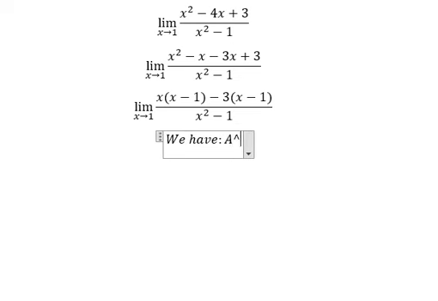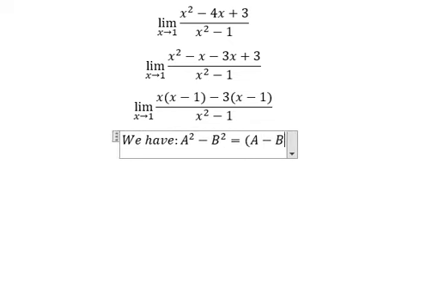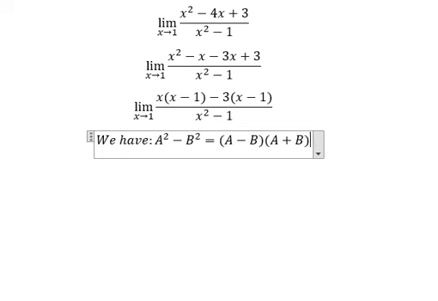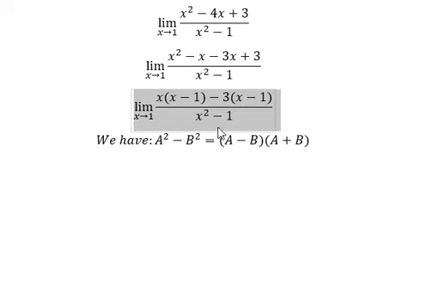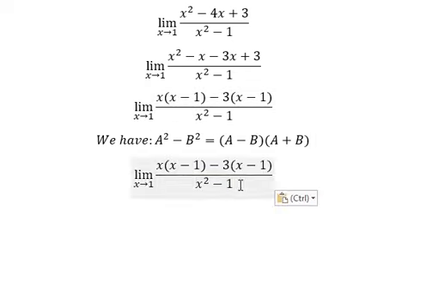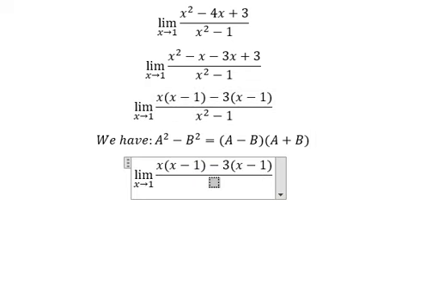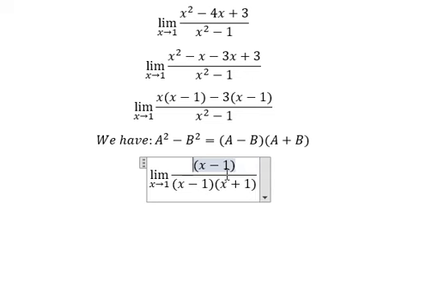We have a squared minus b squared equals a minus b multiplied by a plus b. So in this situation, we have s squared minus 1. So in this situation, we can write it as s minus 1 multiplied by s plus 1. Now we have s minus 1, s minus 1. We can do another factorization. And we have it like this.